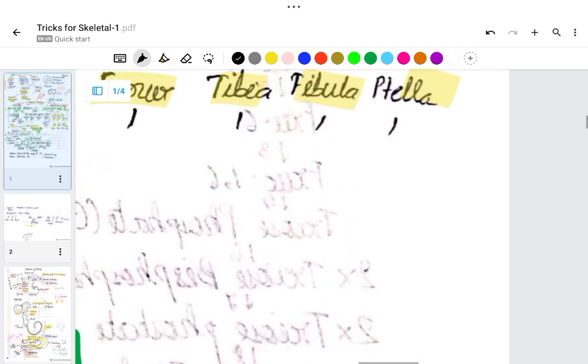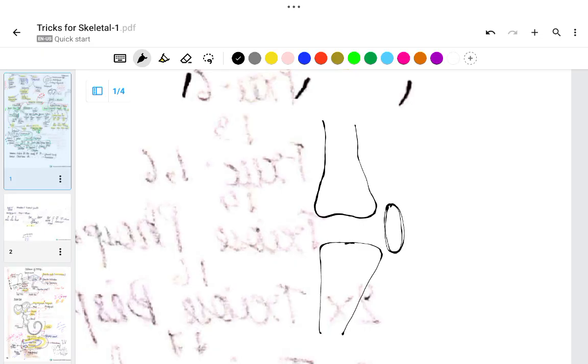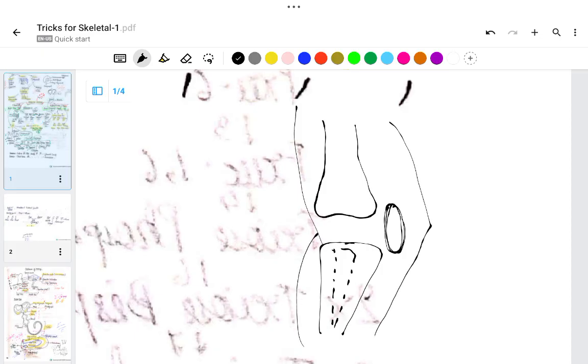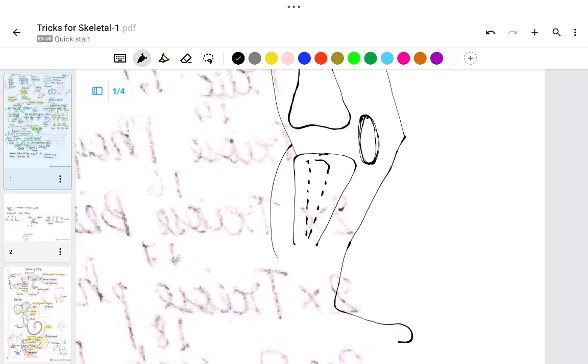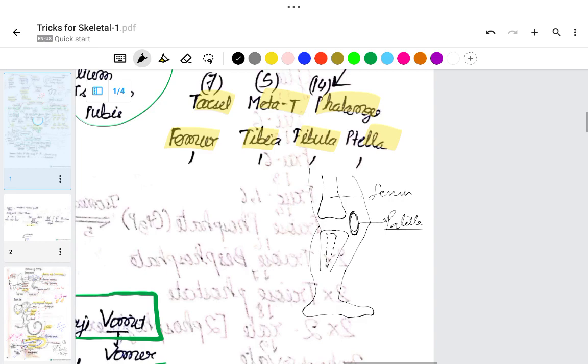Now if I draw the patella, suppose this is the femur. This is the tibia. This is the patella. In the front there is the patella, and back side there is fibula. Fibula is also there. So I'm drawing this view. This bone in the front is the patella. This is the femur, the largest bone.